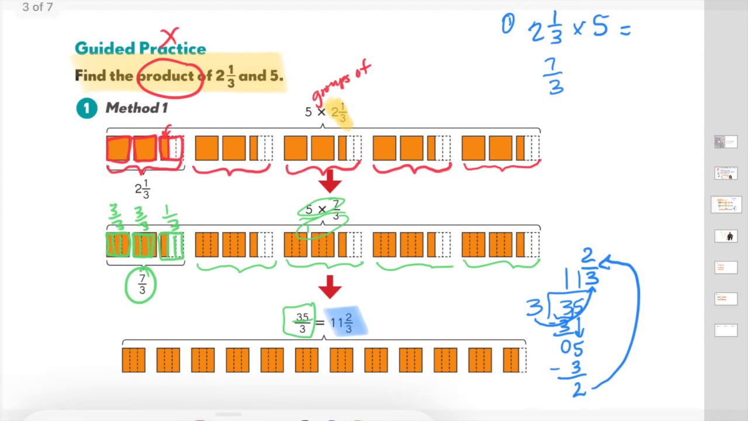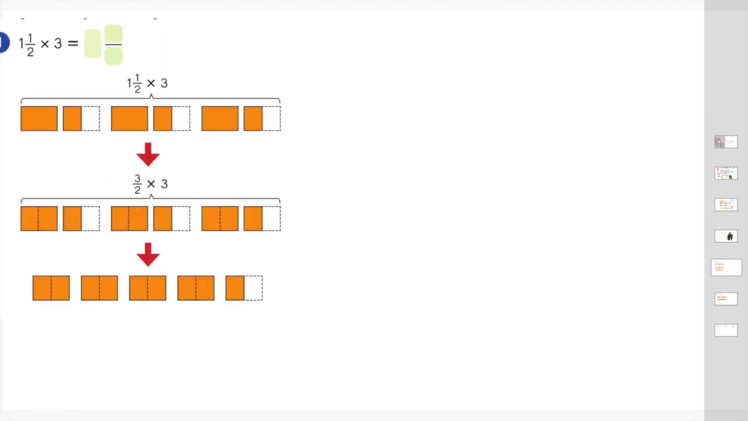And now that we have an improper fraction, we're ready to multiply. So 5 times 7 is 35, 3 times 1 is 3, and of course, when we divide 35 by 3, we get 11 2/3. The next problem says 1 1/2 times 3. I want you to just take a minute and study the model and see what you notice.